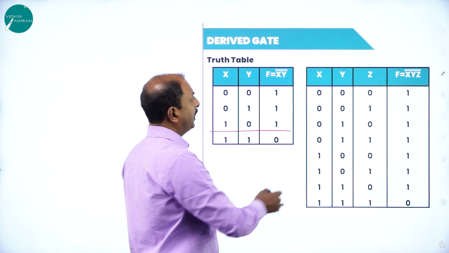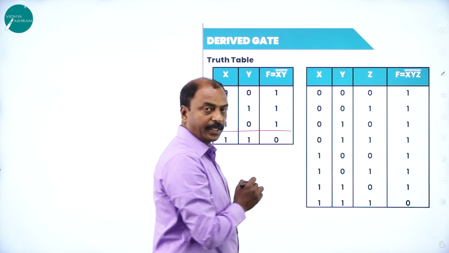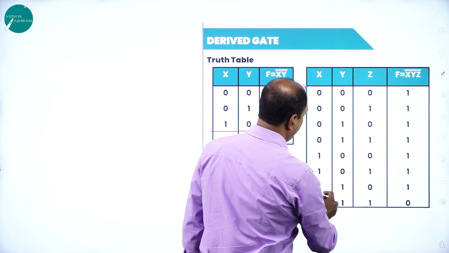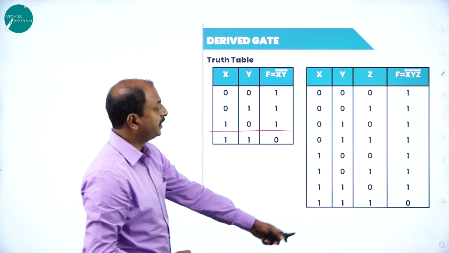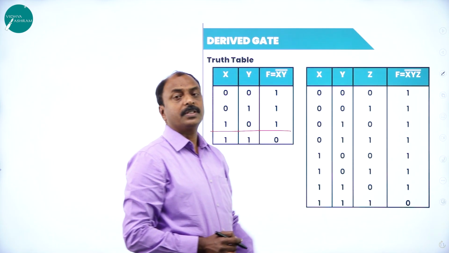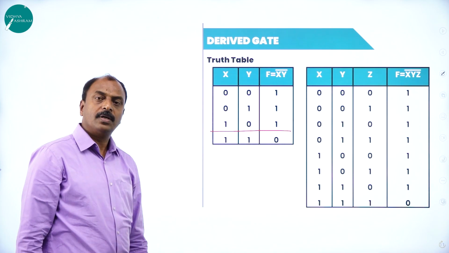And similarly, this is a 3 input NAND gate. In this example, when all the inputs are high, the result is low, otherwise it is 1. So this is the truth table for NAND gate.